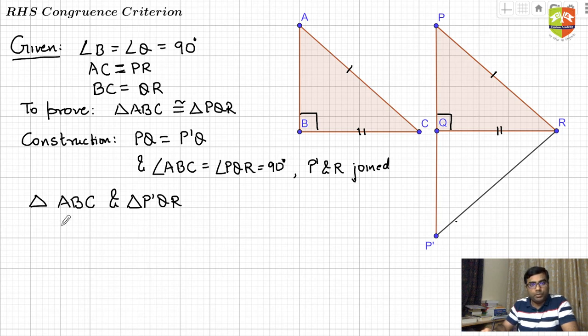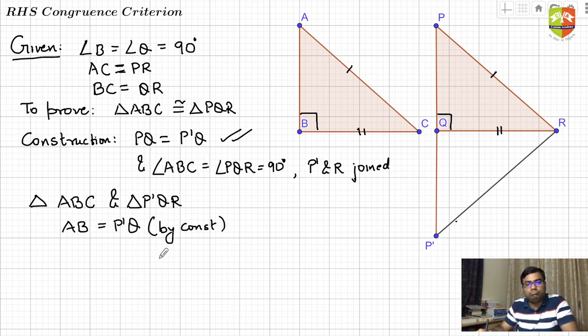There are a few things which I already know, and that is AB is equal to P dash Q without doubt. Why is this? Because I constructed, boss. So by construction, I constructed it here. Where did I mention it? Here I have mentioned it. PQ is, sorry, this is wrong. Why is this wrong? Because PQ is equal to P dash Q. Will it help, folks? Let's see. So, okay, we have done this. This is equal to this. And this is coming. Yes, it will help.